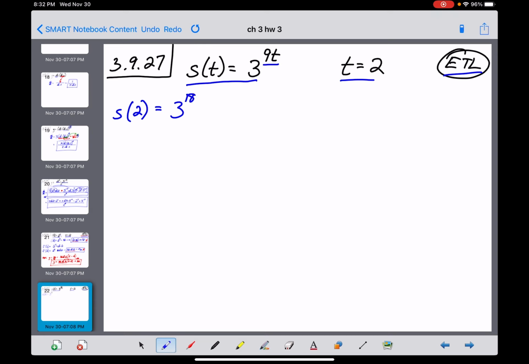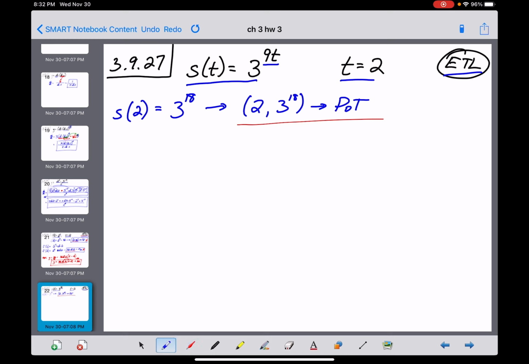Now everybody, I'm a pretty smart guy. I do not, unfortunately, know the value of 3 to the 18th, but I'm guessing that it's really, really, really big, so I don't care. I'm going to leave it as 3 to the 18th, and that's going to tell me that my point of tangency is going to be the ordered pair 2 and then 3 to the 18th power. So we'll just leave it right there, that is probably good enough for that.